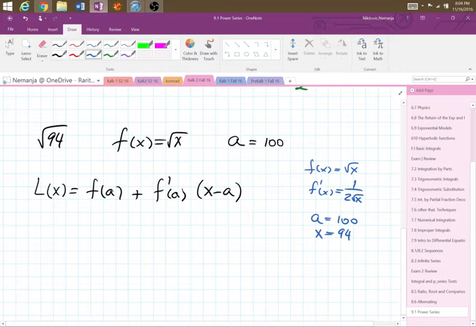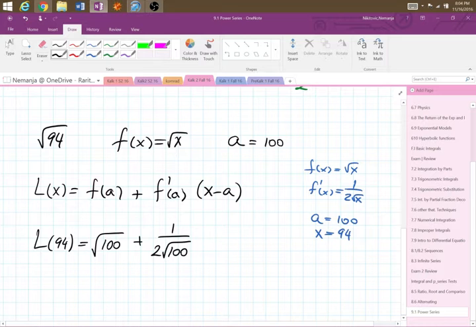So how much is L of 94? You are trying to approximate square root of 94, but through linear approximation, so L of 94. Well, it's going to be f of a, which is the square root of 100, plus 1 over 2 square root of 100, because a is 100. F prime is 1 over 2 root x. And then you have 94 minus 100. We plugged in f of x for f of x, f prime of x to f prime of x, right? All of those things. 94 for x and 100 for a. Compute.